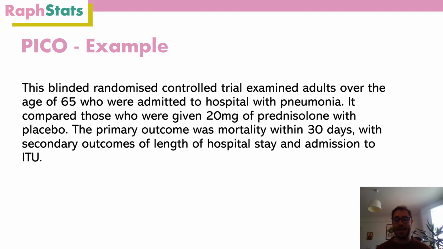And this here is essentially an example of what a PICO-based summary might look like. So we sort of discuss what the format of the trial was. We narrow down our population nicely in a succinct way, saying the age of the adults, that they're in hospital and what condition they're suffering with. We've talked about the intervention, and we've been quite precise there, 20 milligrams of pred. And we've talked about the comparator as well, the placebo. And then we've also highlighted both the primary and secondary outcomes.